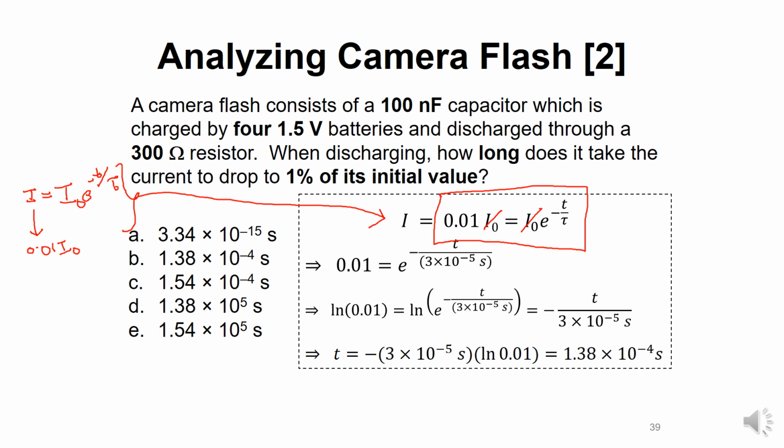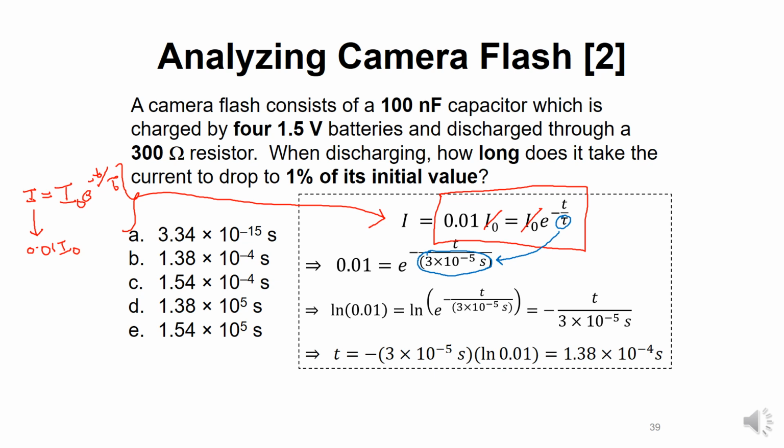The next line of the equation gives us 0.01 equals e to the power negative t divided by the time constant. So this value is the time constant. Might as well write this down. We are plugging in the time constant that we calculated in the previous slide, 3 times 10 to the negative 5.